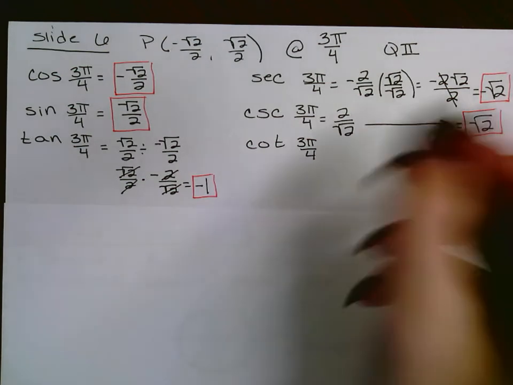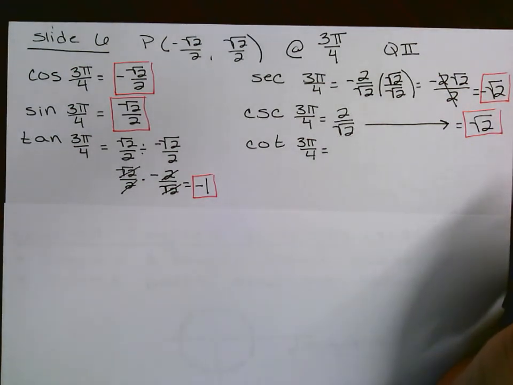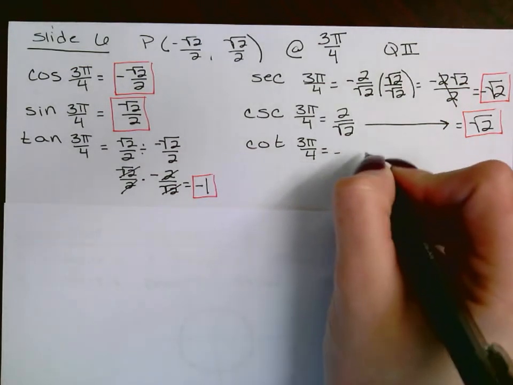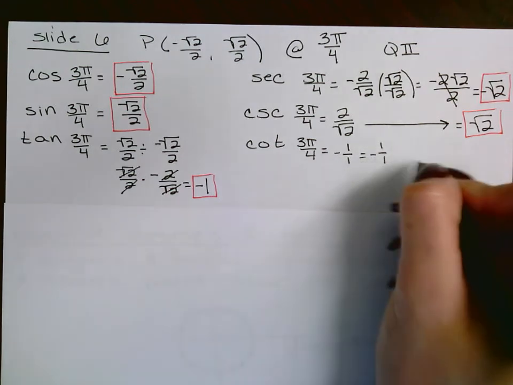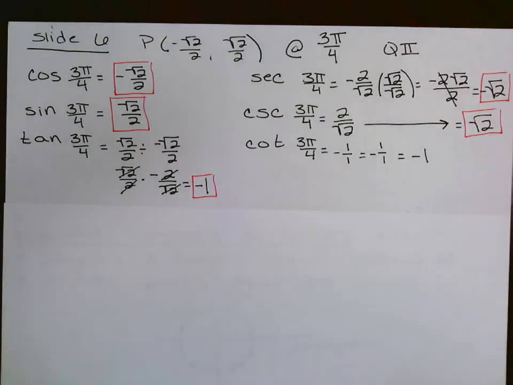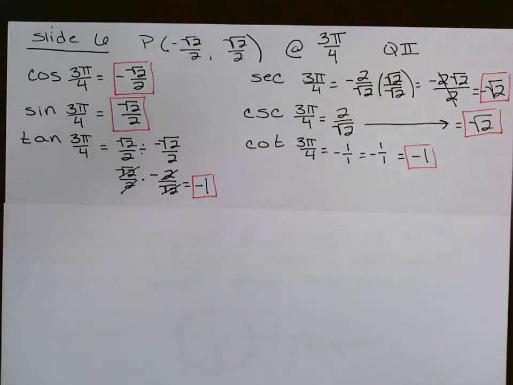And what is my rule for cotangent? Flipping tangent. What do you think I'm going to get if I flip negative 1? Negative 1. It's like saying putting negative 1 in a fraction. And then if I flip that, I still have negative 1 over 1. Okay? We are done with this problem.